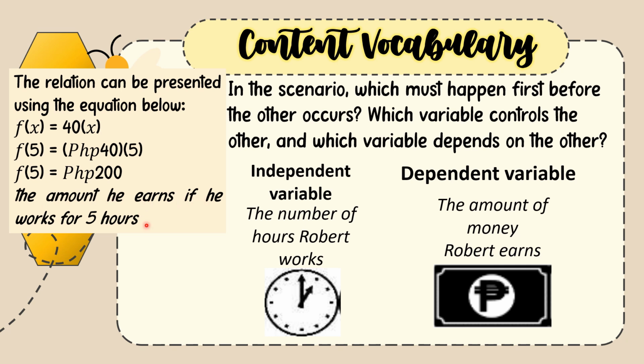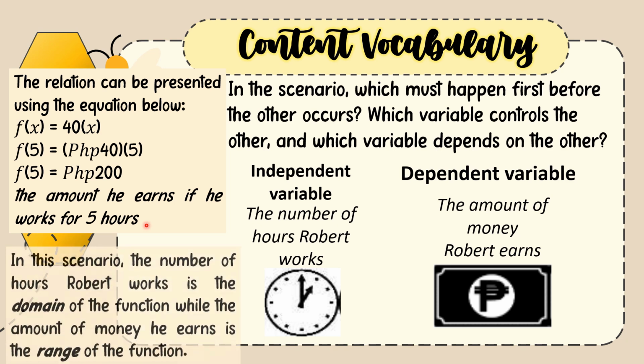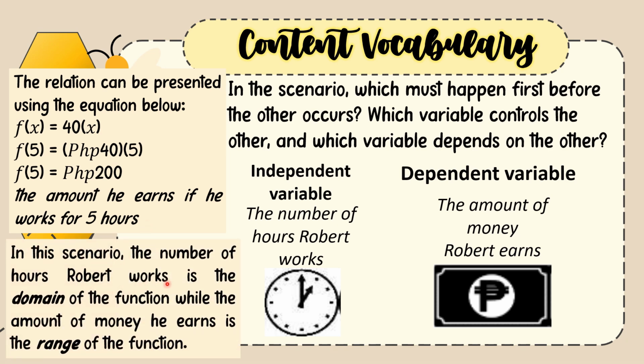Now, is it possible to know how much to pay him if we do not know how many hours he worked? The answer is no. In order for him to get paid, he needs to work for a certain number of hours first. So the amount of money he earns is a function of the number of hours he works. In this scenario, the number of hours Robert works is the domain of the function, while the amount of money he earns is the range of the function.